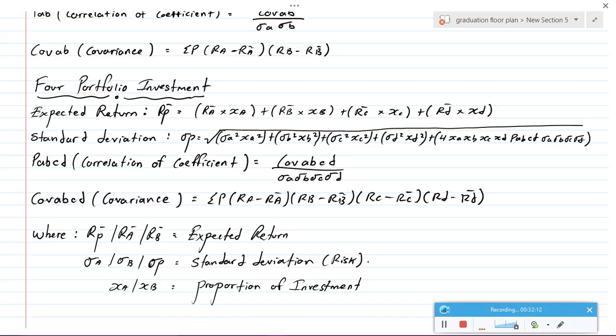So first we need to calculate the risk and the return for each of the investments A and B. Then later we combine and see whether risk has reduced or not. Okay, so let's start.